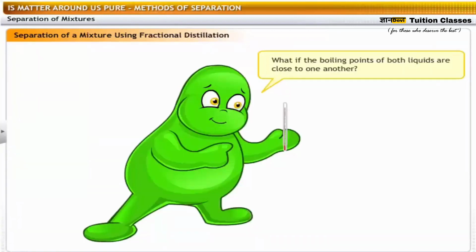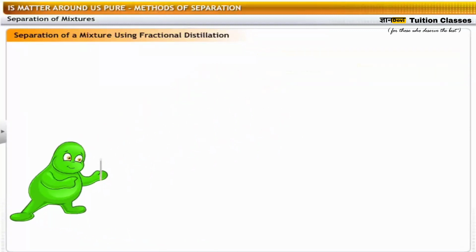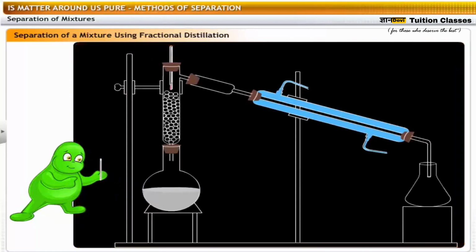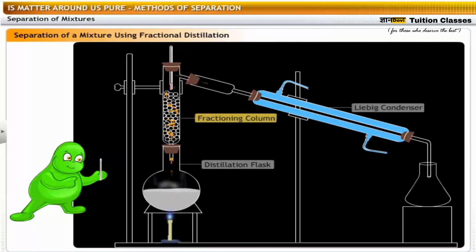What if the boiling points of both liquids are close to one another? In case the difference in the boiling points of the liquids is less than 25 Kelvin, you can use the fractional distillation method. Let's take an example of two such liquids, N-hexane and N-heptane. As you can see in the diagram, the apparatus is almost the same as used in distillation. The only difference is that a fractioning column is fitted in between the distillation flask and the condenser.